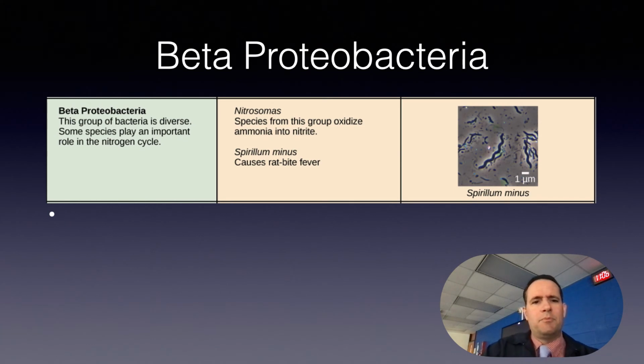Here's the beta Proteobacteria. An example of this is Nitrosomonas, which can oxidize ammonia to nitrite. Here's a bad one. Spirillum minus, it looks like, causes rat bite fever. I don't think I want to Google what that is, but that does not sound good. And so here's a little picture of it under a microscope, and you can see it almost looks like a spiral-shaped bacteria there.